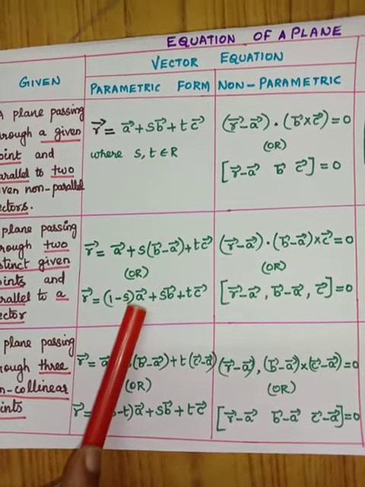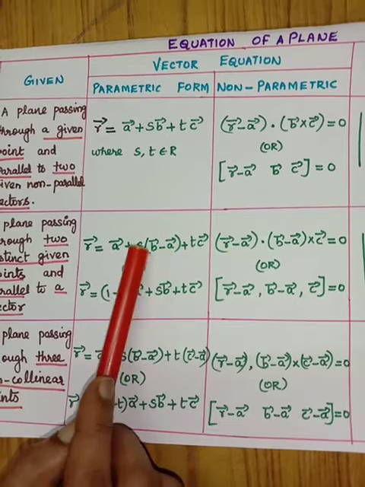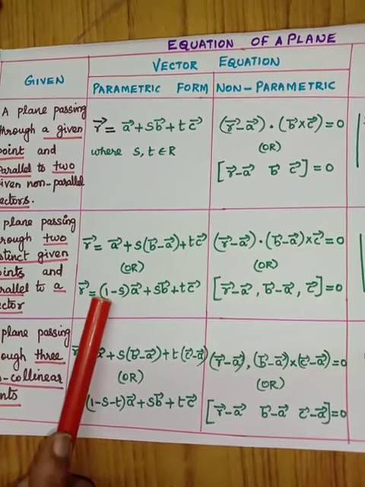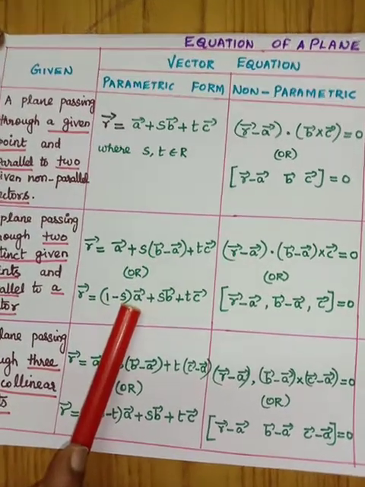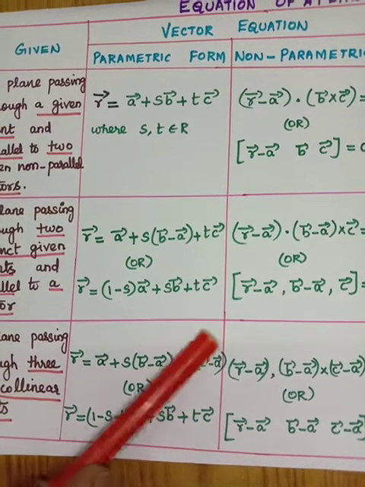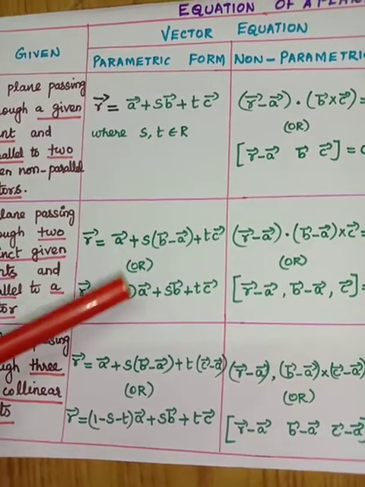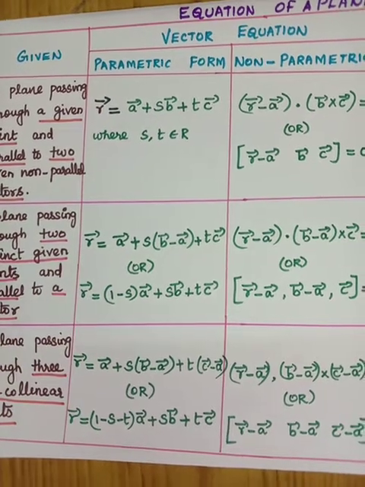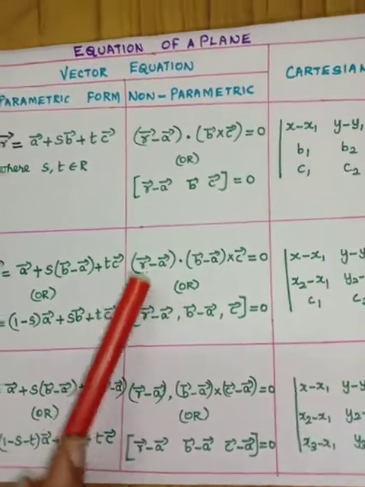So when you take a vector out, what is remaining? Minus s. So it will be 1 minus s into a vector plus s b vector plus t c vector. Either you can use any one of these. Okay, come to the non-parametric form.